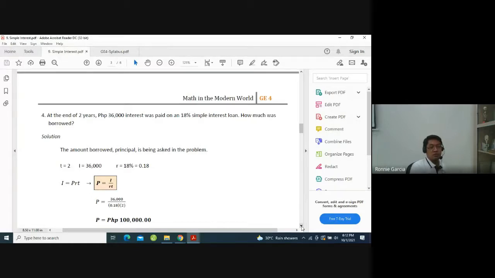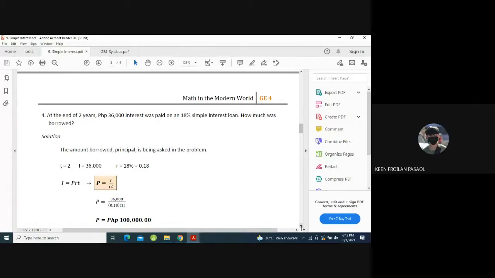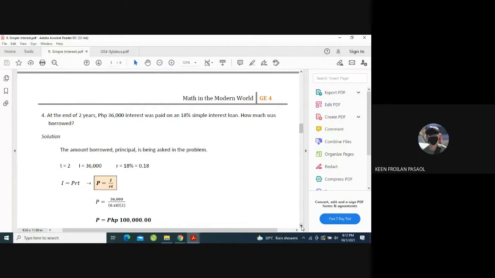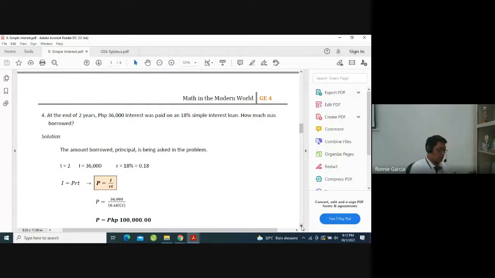Who has a question on number 4? Is it multiplied by 0.18 times 2, sir? Yes, multiply 0.18 times 2, because it is rate times time, first rate times time. Then the result of 0.18 times 2, if you have your calculator, is equal to 0.36. So it becomes 36,000 divided by 0.36. Go ahead and verify it.